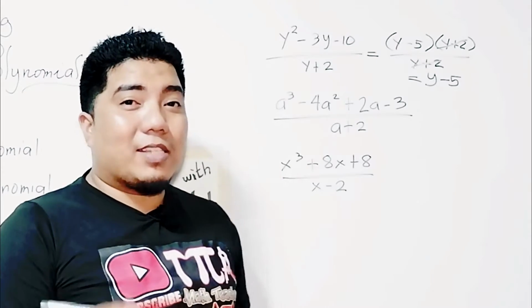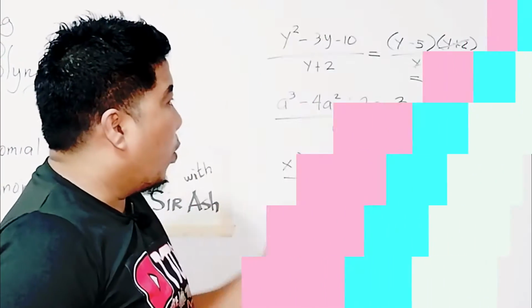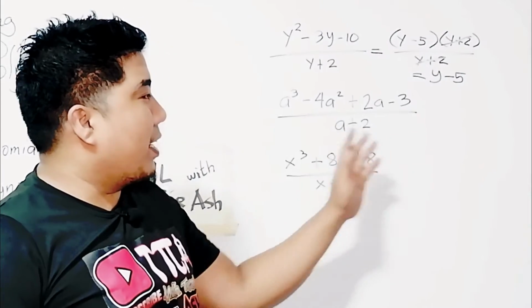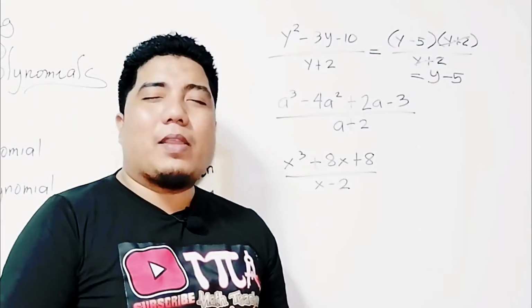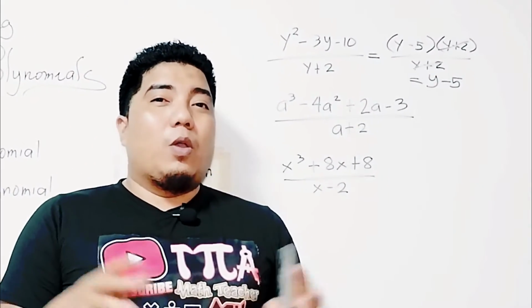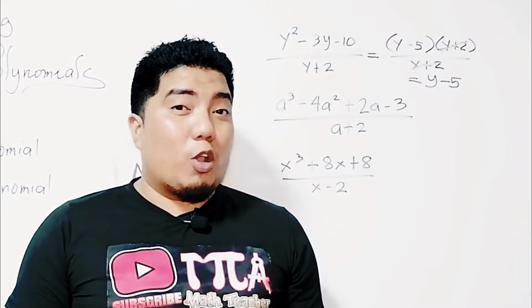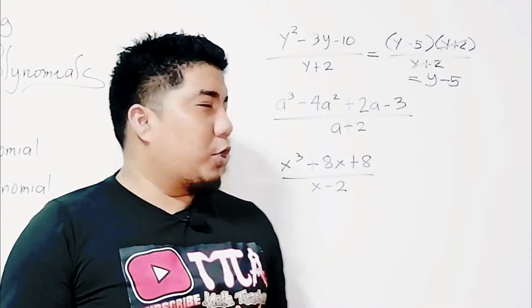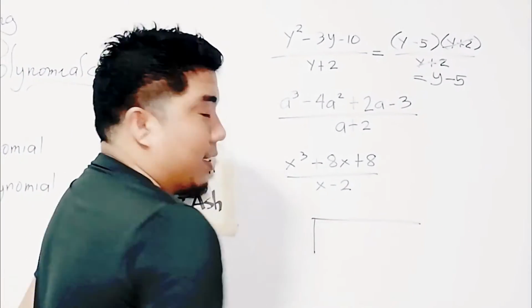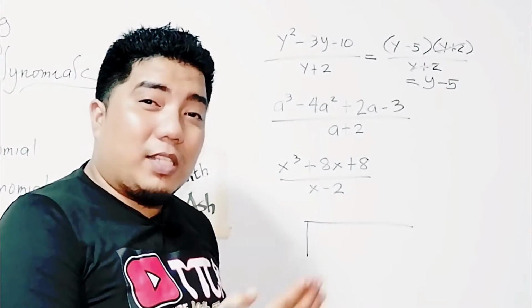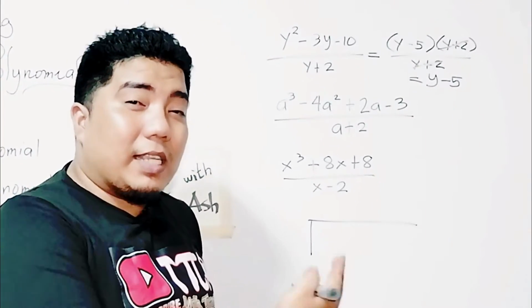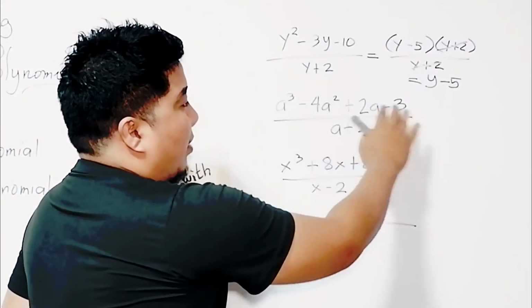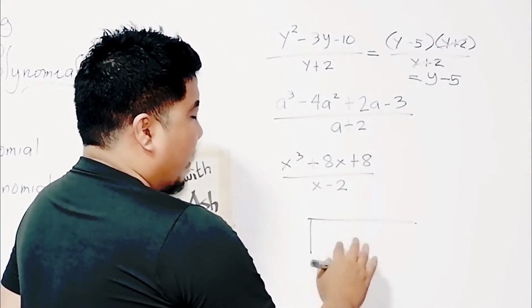Easy, right? Now, let's consider the second example. We have a cubed minus 4a squared plus 2a minus 3 divided by a plus 2. Okay, my dear math learners, I will teach you what is taught in grade 7, and that is long division. That is also what is introduced in your modules. What you will do is you just make this symbol. I know this is very familiar to you because this is applied in your elementary days. So, you write the numerator inside this symbol.